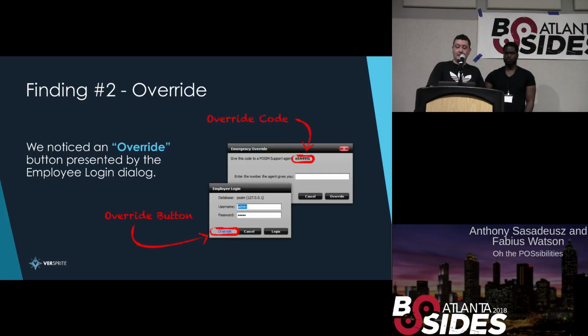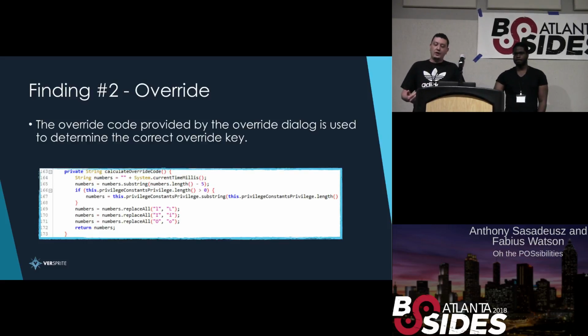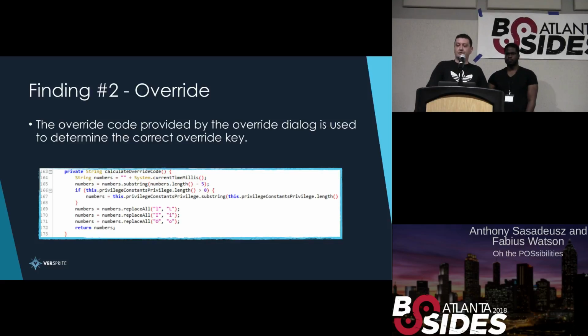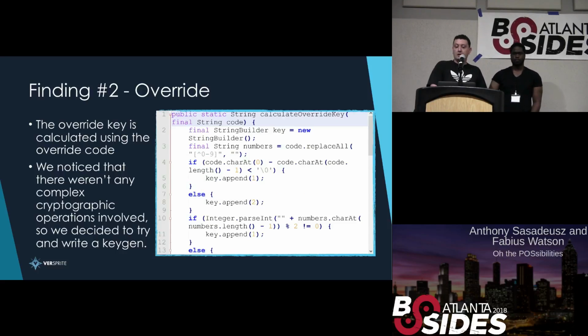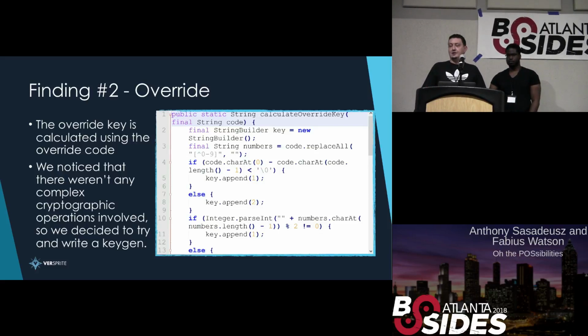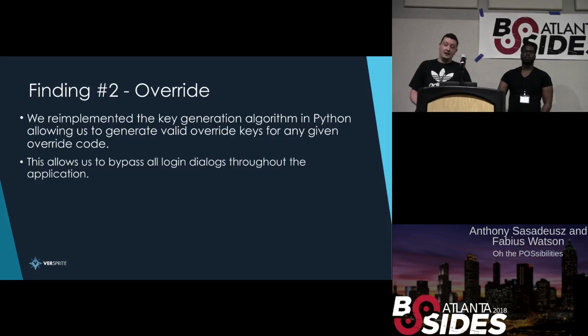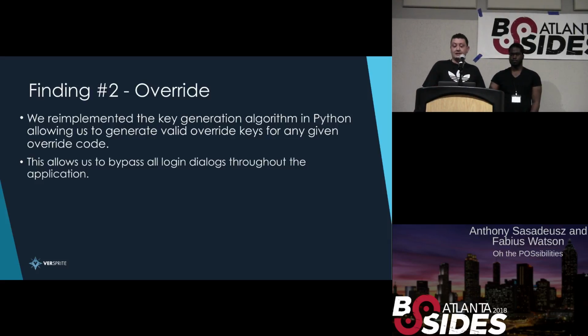So we investigated. The override code was actually generated pretty quickly and easily, but we weren't interested in this. We were interested in how this is used to generate a real key. Looking at the algorithm to generate the real key, we noticed it wasn't very complex at all, no crypto involved, just some basic mathematics. So we thought, let's write a key generator, or at least try to. And that's basically what we did. We ported the logic over to Python, wrote up a little key generator, and this will basically allow us to bypass all logins. And here's a demo of us showing that off.